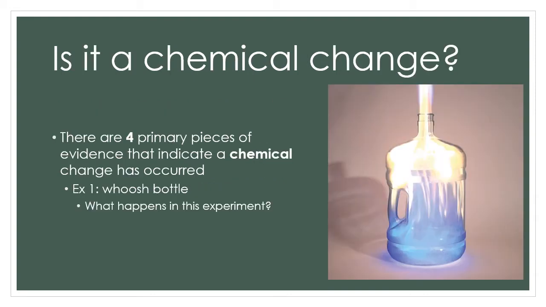So, how do we know if a chemical change has occurred? Generally speaking, there are four primary pieces of evidence that we look to in order to indicate that a chemical change has occurred. These were shown as demonstrations in class. For example, with the whoosh bottle demonstration, consider what happens in that demonstration and how it is evidence that a change has occurred. What we see is there is fire and we hear a sound, and there is heat, especially if you touch the bottle afterwards, it is still warm to the touch. So the presence of heat or light can be evidence that a reaction has occurred.